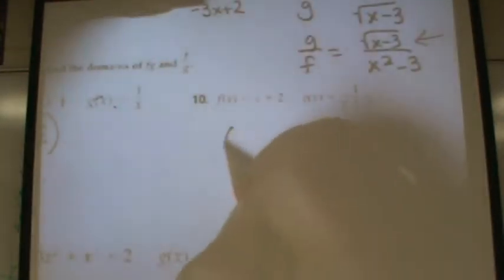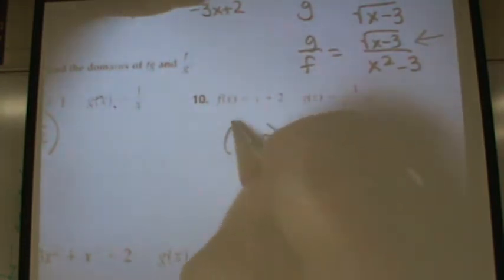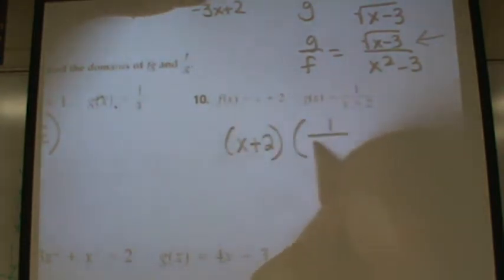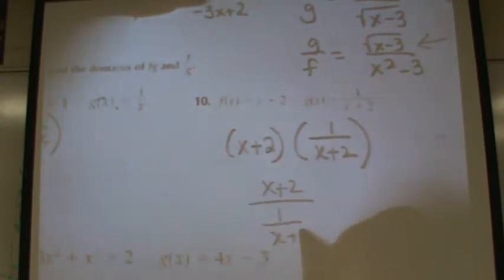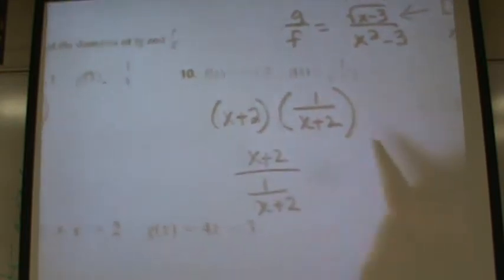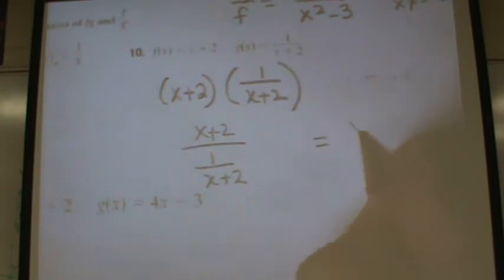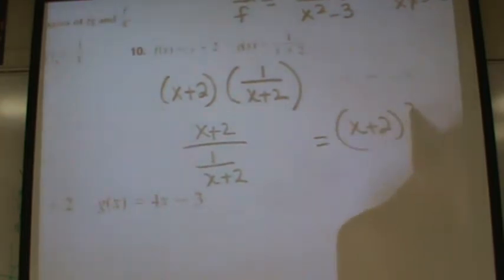For number 10, the product would be x plus 2 times 1 over x plus 2. And the quotient would be x plus 2 over 1 over x plus 2. And if you flipped and multiplied this, you would end up with x plus 2 quantity squared.